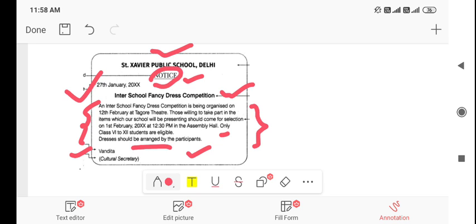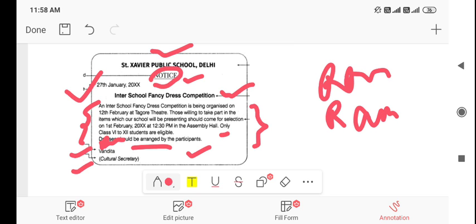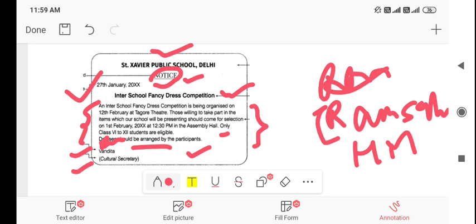And at last the name of the person who has written the particular notice, Vandita, cultural secretary. Here you can write, the headmaster can also write that notice, the principal can write, your class teacher can write, the class monitor can write. So here before the name, the signature is there. For example, Ram will sign here, and here it will be Ram Sahu, and his designation will be there, HM. So first the signature will be there, then his name, then his designation. So these three things have to be written at the end of the notice.